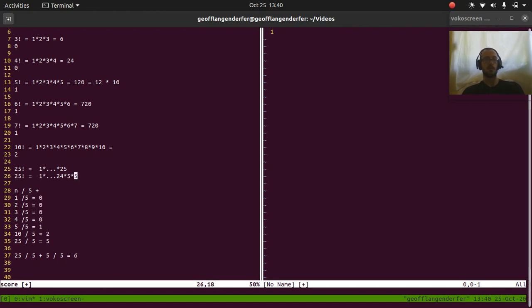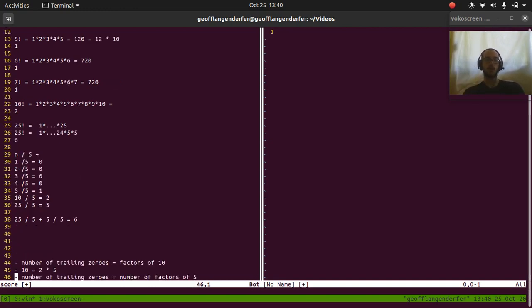And 6 is the number of trailing zeros in 25 factorial. Right? Because we do 25 divided by 5, so that's 5, plus the additional 5 that happens whenever we have a power of 5. 5 to the 0 is 1. 5 to the 1 is 5. 5 squared is 25, so there's 2 5's. Well, 5 to the n, there will be n 5's.